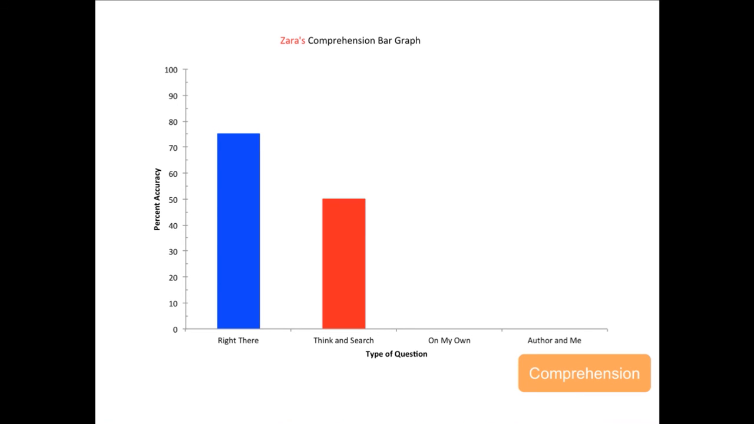Comprehension data in this bar graph indicates that this student needs to work on answering both literal and inferential, think and search, type of questions more accurately. The student's chart in the previous slide indicates that these data were taken on a cold read story, and that the student had help with the literal questions.